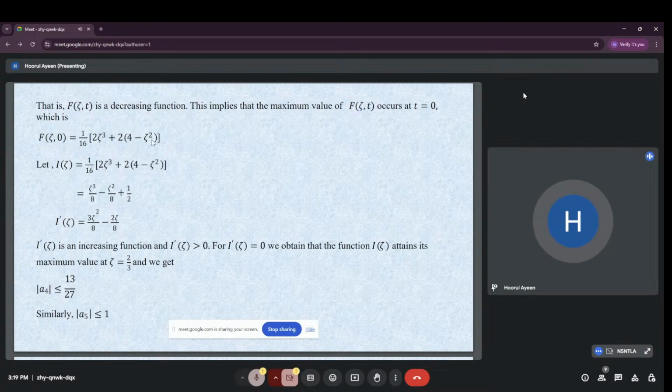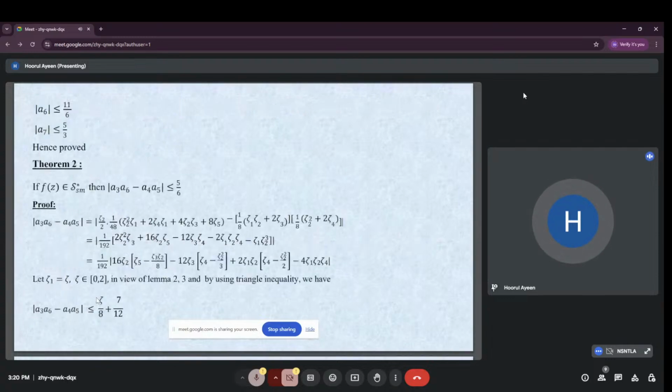I am taking this equation as I(zeta) and differentiating I with respect to zeta. By looking into this, it is an increasing function, so I am setting I dash of zeta equal to 0. So the maximum value will occur at zeta equal to 2 by 3. By substituting this in I(zeta), we get the value for modulus of a4. Similarly, by using this method and different lemmas, we can find the values of modulus of a5, a6 and a7.